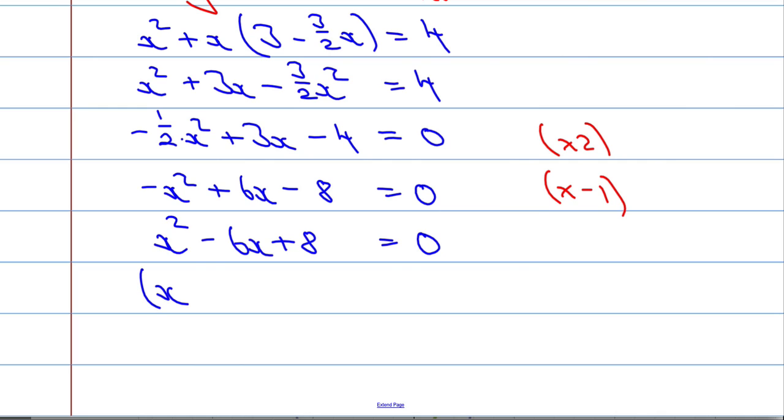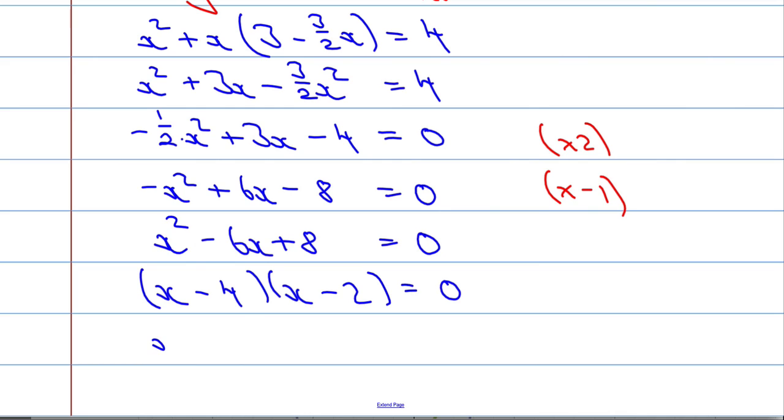Okay, now we can factorize this. So we want x and x, open the bracket here, equal to 0. Two numbers that multiply to make 8 but add to make negative 6. Now I'm thinking 4 and 2. Negative 4 and negative 2. If I multiply those together, I get positive 8. If I add them together, I get negative 6.